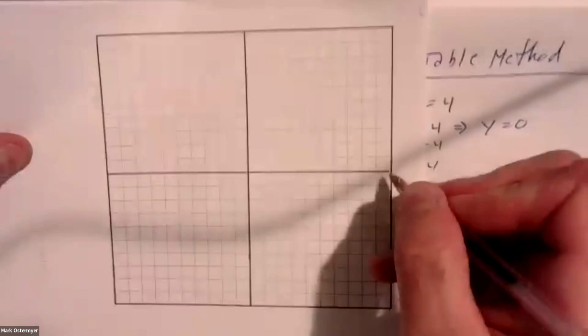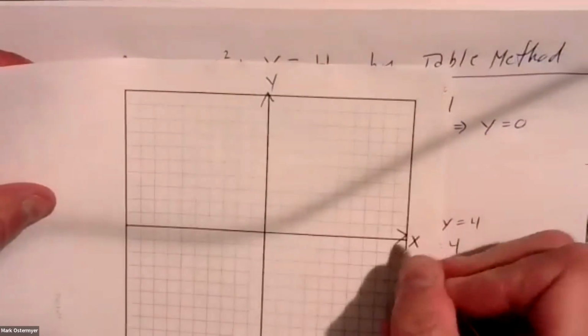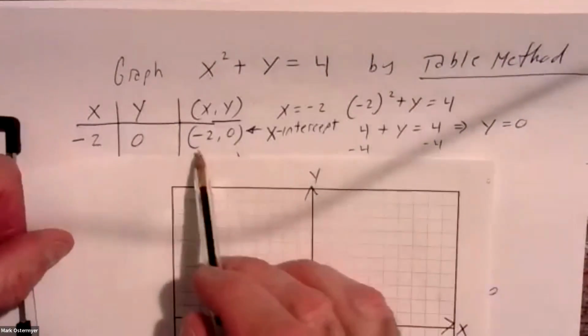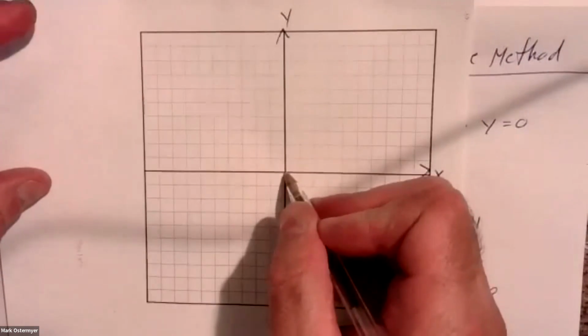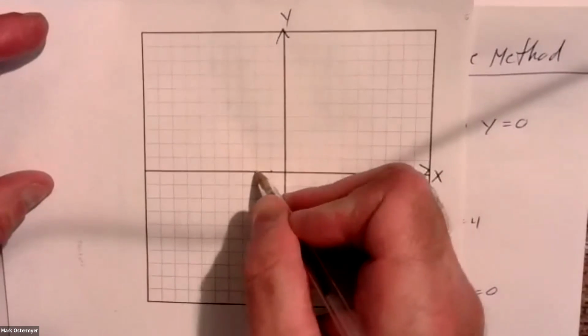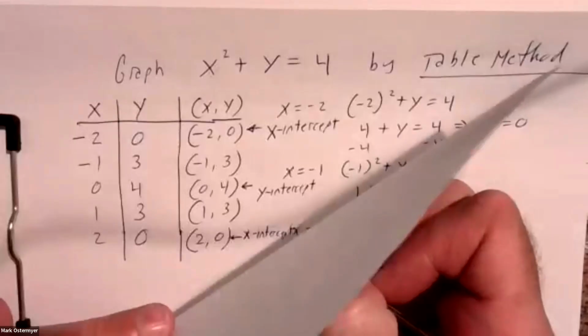All right, so I will call this my x-axis and label this as being my y-axis here. And we're going to plot these points. So to plot the point -2, 0. Start at the origin. I'll move 2 to the left on the x-axis. -1, -2. There's -2, 0.